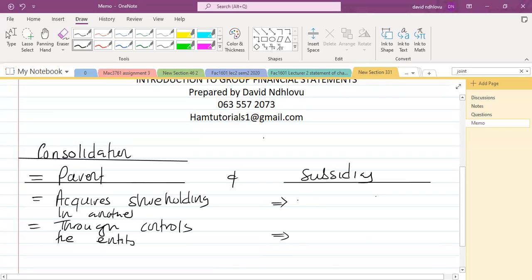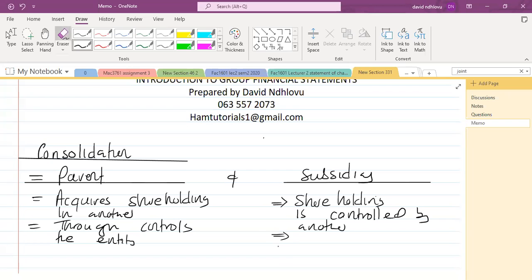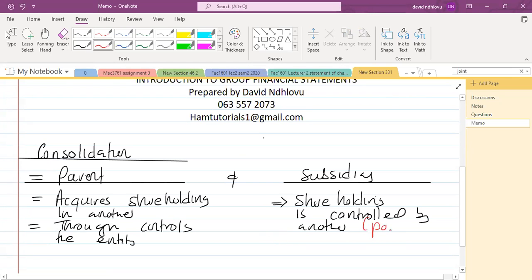The subsidiary is an entity whose shareholding is controlled by another. So that another entity we call the parent. The entity that has got control is called the parent. Then the other entity being controlled by the parent here is what we call the subsidiary.